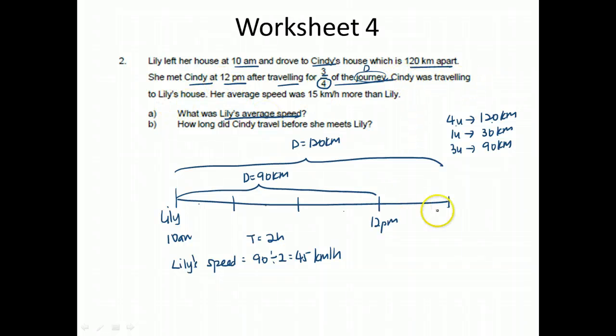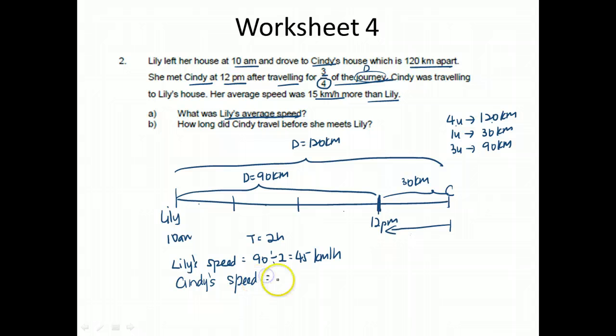Cindy was traveling to Lily's house. So Cindy was traveling. This is Cindy's house, traveling this way. She met Lily here. How long did Cindy travel before she met Lily? From her house to meet, she would have traveled 1 unit, which is distance 30 kilometer. Her average speed was 15 kilometer more than Lily. So Cindy's speed is 45 kilometer per hour plus 15 kilometer per hour, which is 60 kilometer per hour.